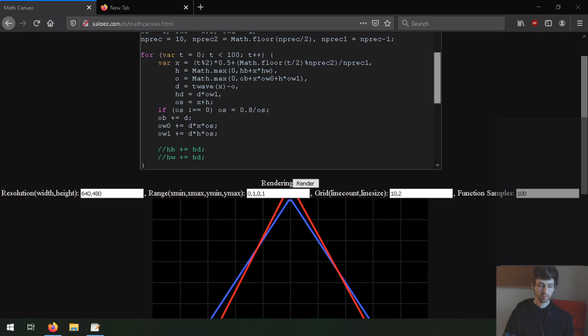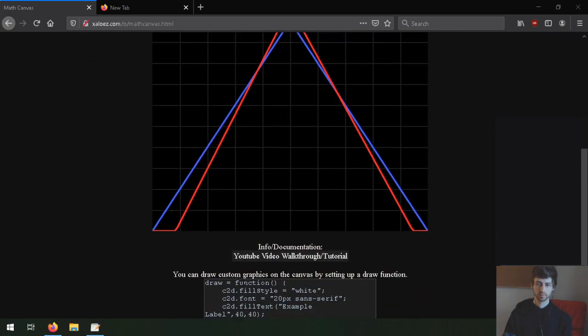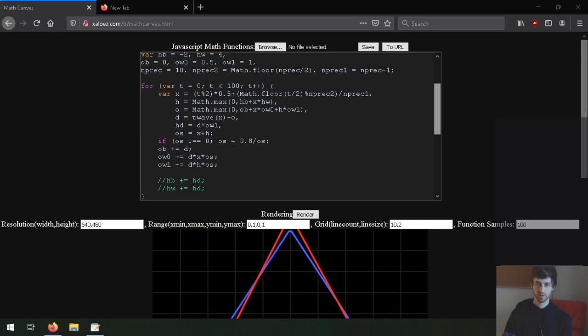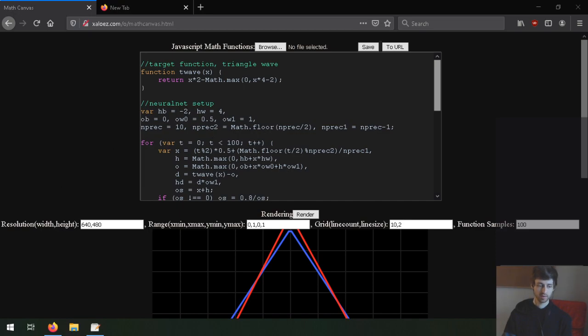That's interesting. I'm wondering why it's not training completely. I wonder why it's off right there. I wonder if there's something, I think, times 4 minus 2. No, that's correct.